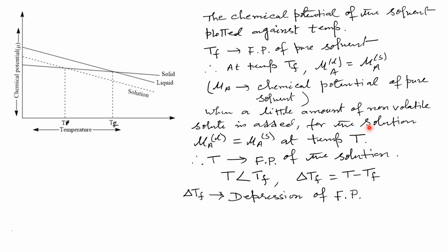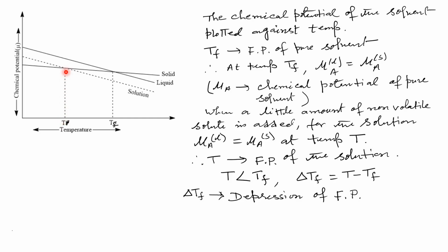Now, when a little amount of non-volatile solute is added, it becomes a solution. For this solution, mu A in the liquid phase, that is the chemical potential of the solvent in the liquid phase, and the chemical potential of the solvent in the solid phase are equal, meaning they are in equilibrium. Liquid and solid are in equilibrium. That's why the chemical potentials are equal. That occurs at a lower temperature T.